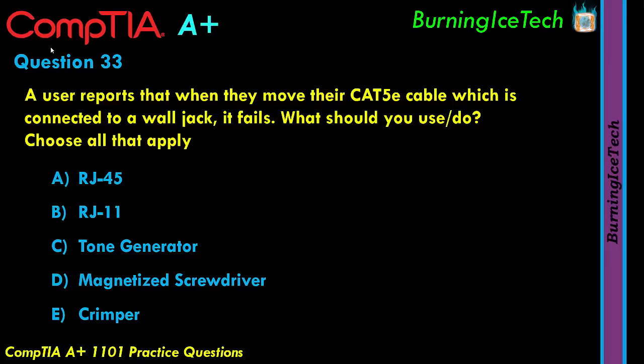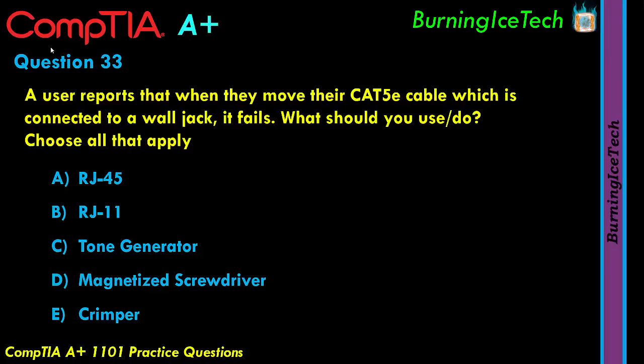Now, we have to choose from the list that's given to us normally. So looking at the list here, RJ45, that's the connector on the cable itself. RJ11, that's a telephone connector, and we know this is not a telephone. Tone generator, or toner probe as they sometimes call it, that's just to trace the cable. We don't want to trace the cable, we know where it is. A magnetized screwdriver, what would you use a screwdriver for in this instance? Nothing, it's unrelated. And then a crimper. So if I look at the list that's given to us, I would say the answer is A and E. RJ45 connector, because they said it's a Cat5 cable, and we know the connector for that cable is an RJ45.